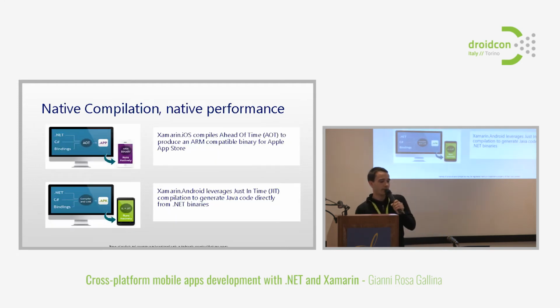We can obtain native performance because when we use Xamarin for Android or Xamarin for iOS, the code in C# and .NET is compiled down to the native format. On iOS, when we compile the C# code, we obtain a full Apple binary, which runs natively on the iOS platform. In the same way, Xamarin for Android runs the .NET CLR directly in Android, so the code is .NET and runs, and at runtime it becomes Java with just-in-time compilation.